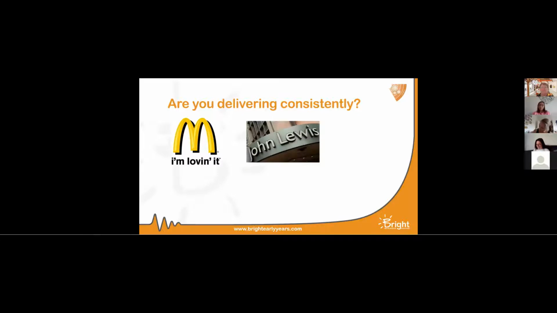And think about other companies such as John Lewis and what their ethos is, and how that is portrayed by every staff member that you might meet within John Lewis, and how that comes across.